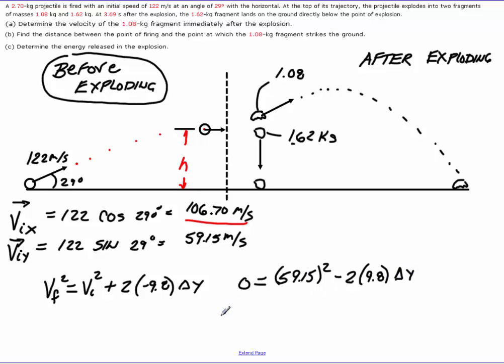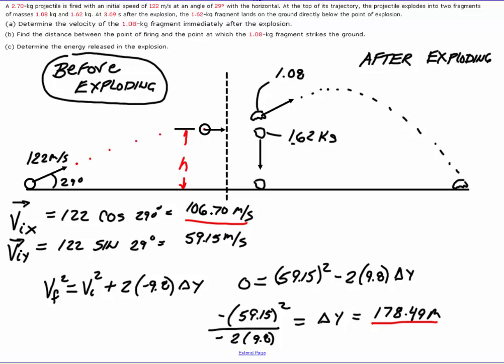We move this to the other side, that gives me minus 59.15 squared divided by negative 2 times 9.8 times delta y. And if we solve for delta y, we will get delta y as 178.49 meters. Okay, so that's what the height's going to be here. So we'll go ahead and erase this right here. And we'll put in 178.49.